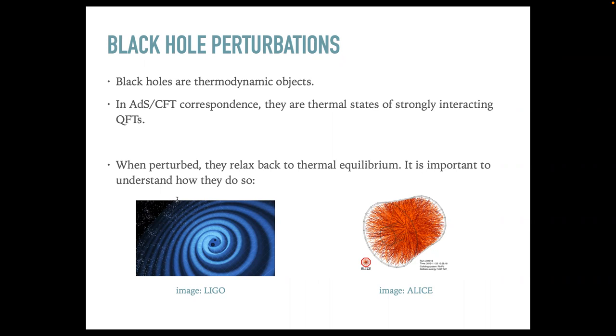So when we perturb a black hole, it will undergo some complicated dynamics before eventually relaxing back to its thermal equilibrium state. And it's important that we understand how this happens specifically. So one reason for this is we can now observe various interesting dynamical properties of black holes through the gravitational waves that they emit. So in order to interpret these observations, it's obviously very important that we understand the theory behind it very well. More specifically, for AdS black holes, this relaxation back to thermal equilibrium corresponds to the relaxation of a quantum field theory back to equilibrium once it's been perturbed.